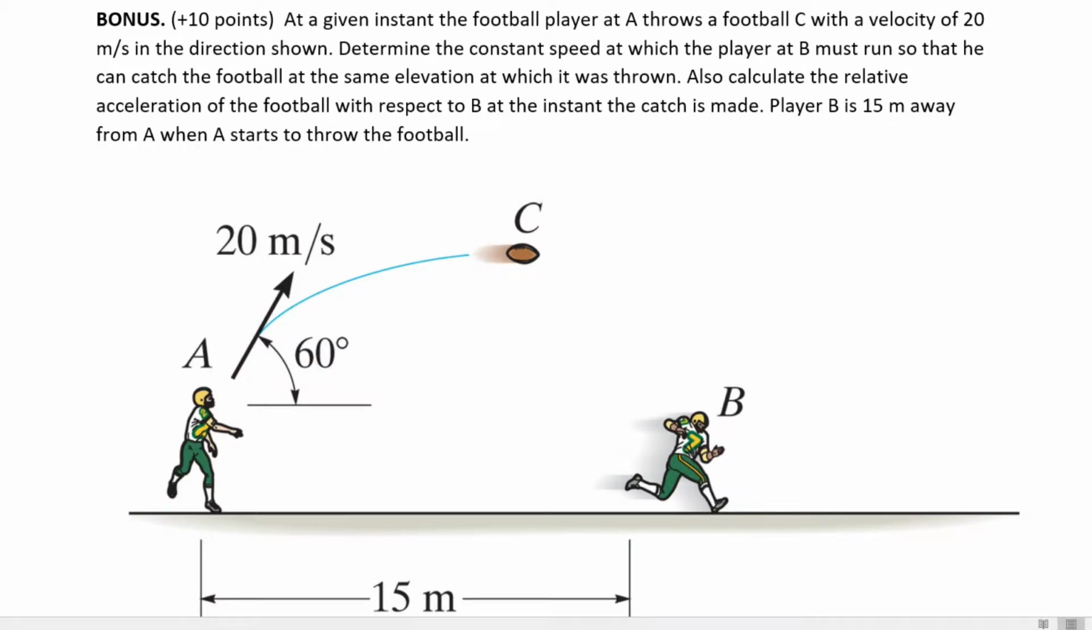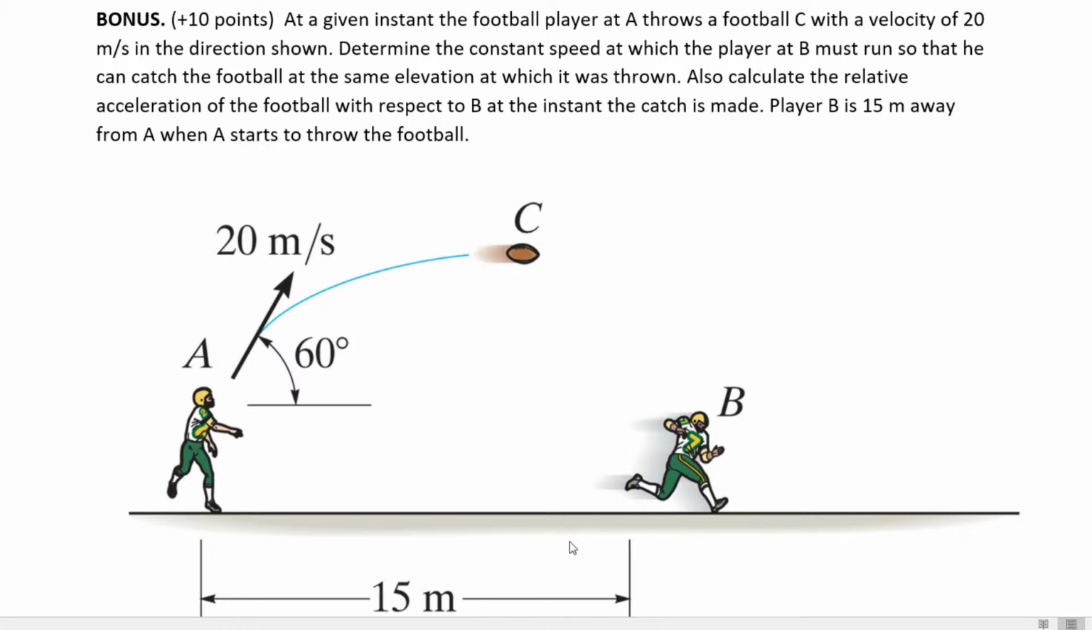Okay, so this is the bonus problem for exam number 1 for dynamics this semester. And so we see we have a football player, and this football player is throwing a ball and he's releasing it at an angle of 60 degrees at a speed of 20 meters per second. And we have the receiver here that is 15 meters away.